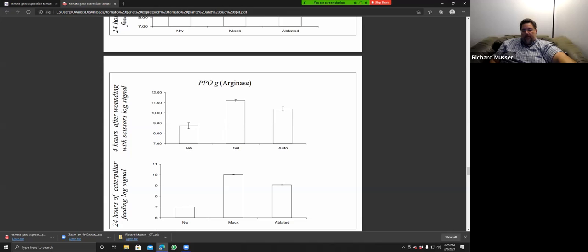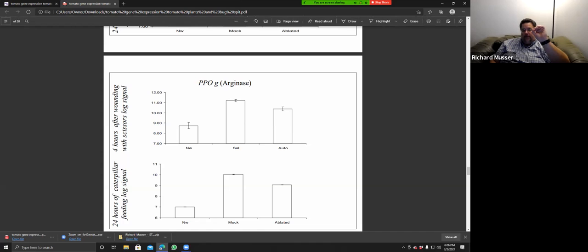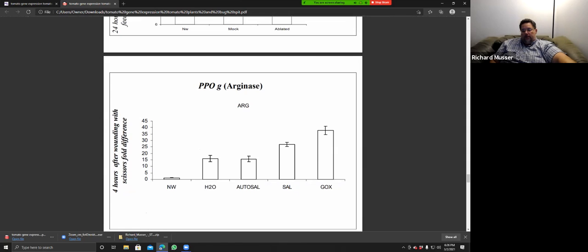where the arginase enzyme actually breaks down arginine, the amino acid, so it's no longer a suitable amino acid for the caterpillar to utilize. Because remember, caterpillars need their amino acids to build their own proteins. And so if you take out an essential amino acid like arginine, that can reduce the caterpillar's growth. So it seems that arginase is being affected by caterpillar saliva. And it seems like glucose oxidase may be responsible for it.